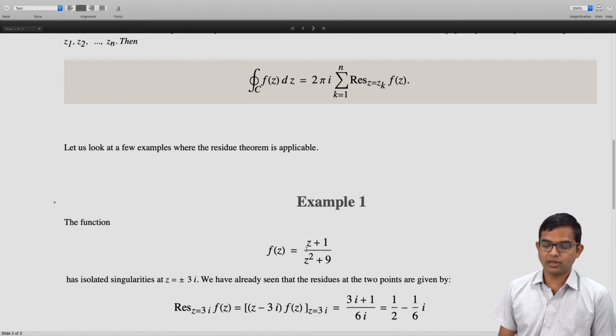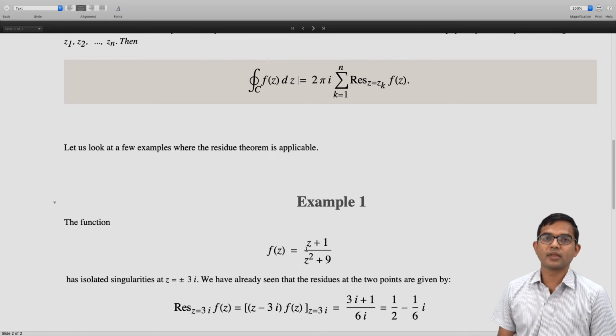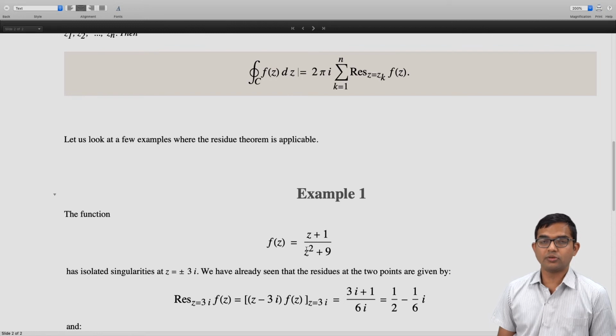So the way to evaluate the residue at these two points is to simply multiply, in the first case, by z minus 3i, and take the value of this new function at the point z equal to 3i. We have already done this exercise, and the residue we found was equal to half minus 1 by 6i.